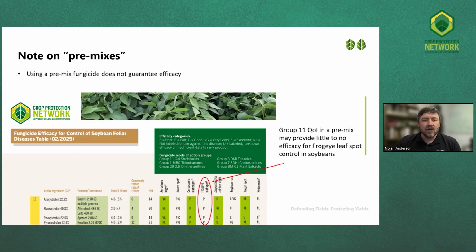So it's important to consult efficacy guides and include two products that have efficacy towards what you're trying to control or manage within your fields.